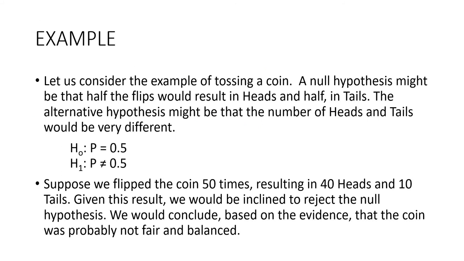Let us consider the example of tossing a coin. A null hypothesis might be that half the flips would result in heads and half in tails. The alternative hypothesis might be that the number of heads and tails would be very different. For the null hypothesis, the probability is 0.5. For the alternative hypothesis H1, it is not equal to 0.5.